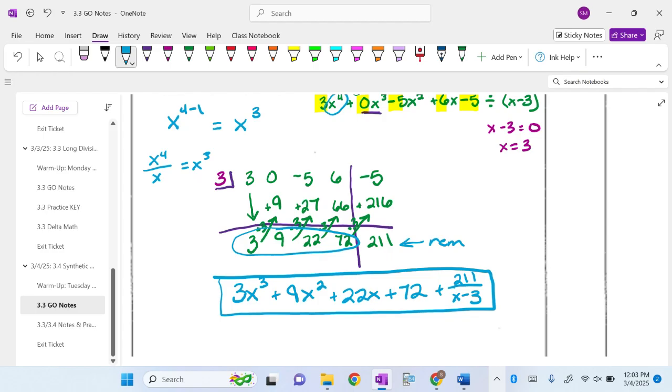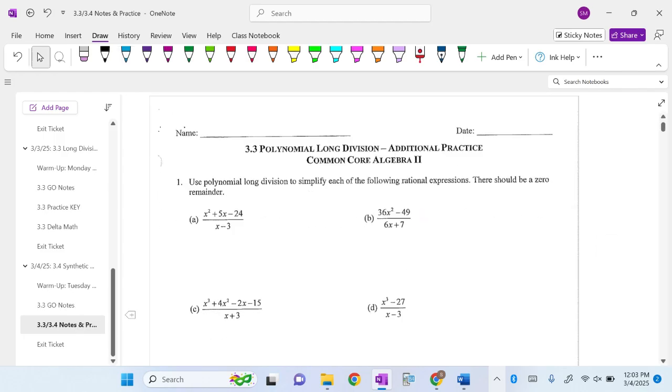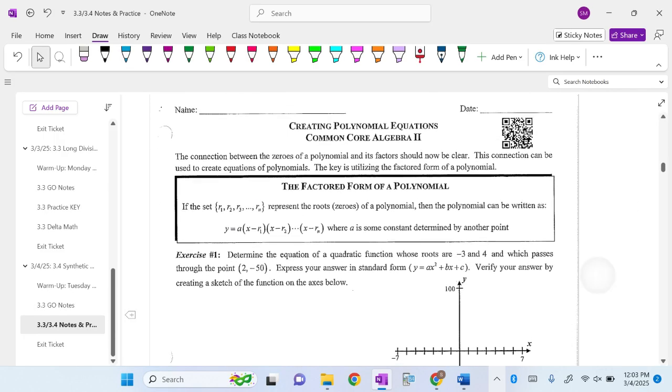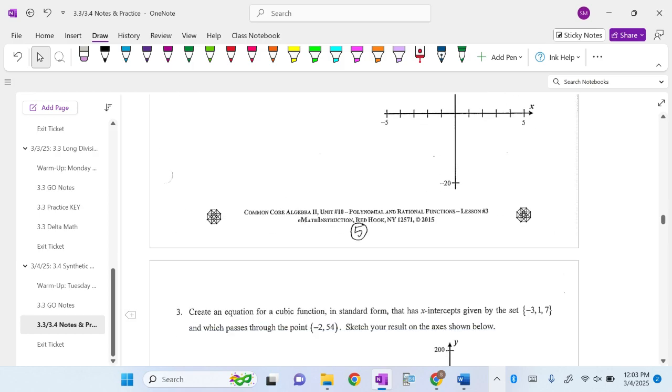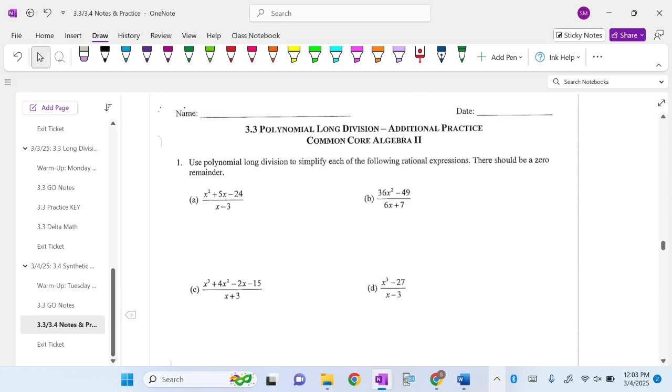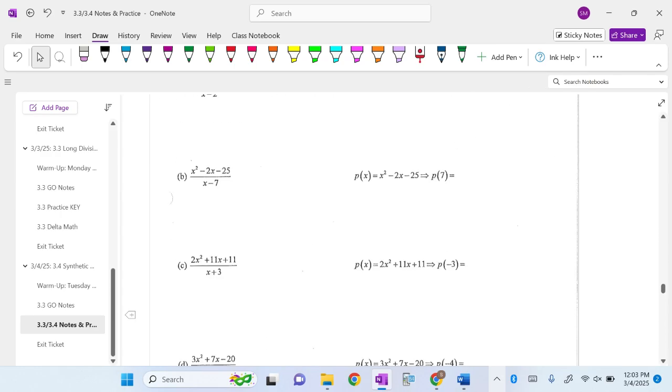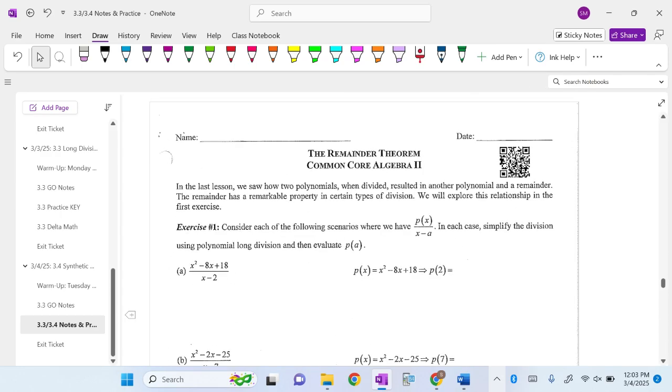All right, now take out your packet and turn to page. That's not it. Hold on, give me a second. Of course, I didn't copy it over correctly. Okay, turn to page 9 of your packet.